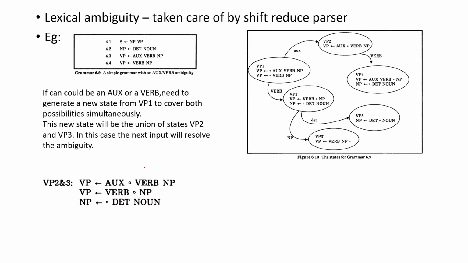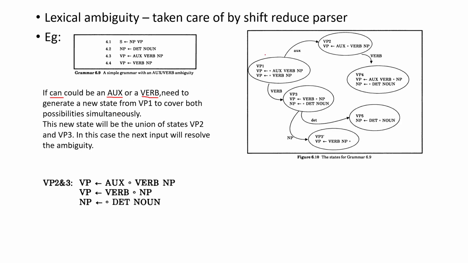Now another level of ambiguity is lexical level ambiguity, which we have already seen. That is when we come across a word, for example, can. In earlier examples we have seen that it can be an auxiliary verb, that is, I can do something, or it can be a verb itself, like you have to can the fish. So such ambiguities can also be handled by a shift reduce parser.